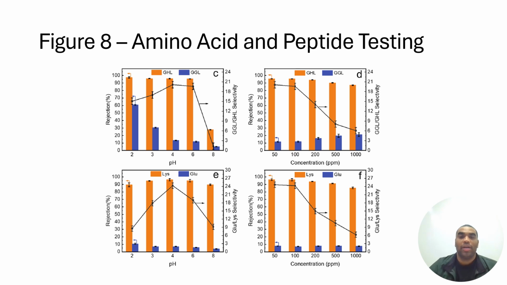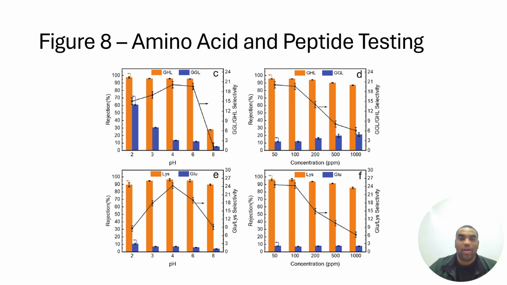Now that the membrane has been put through all the prior tests, in order to test if it is actually viable for separating amino acids and peptides, 2 of each were put through the membrane. For the peptides, this was GHL and GGL, and for the amino acids, lysine and glutamate. These were chosen specifically for the difficulty of separation, having very similar or identical molecular weights, but different charge properties.